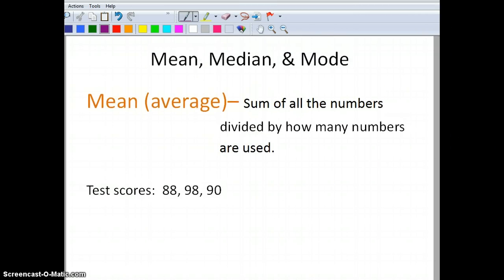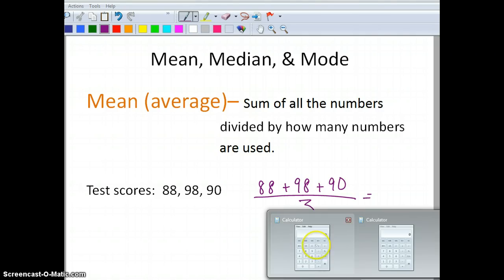Now when we talk about the mean, median, and mode, the one that we probably use the most is the mean. Now the mean is the average. It's the sum of all the numbers, and then you divide by how many numbers are used. So if you had the test scores of 88, 98, and 90, to find your average grade, you would say, okay, I have 88 plus 98 plus 90, and then divide all of that by 1, 2, 3 grades to get your average.